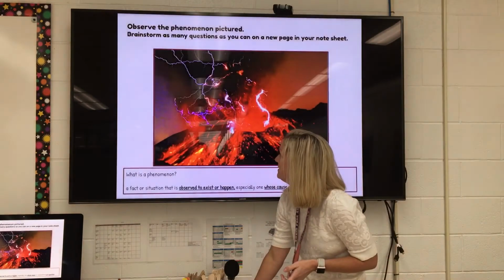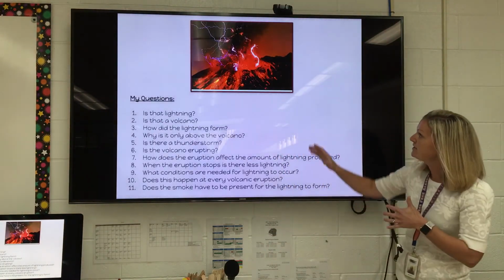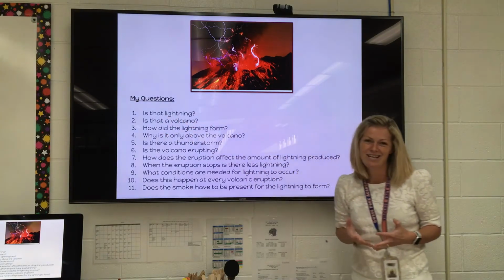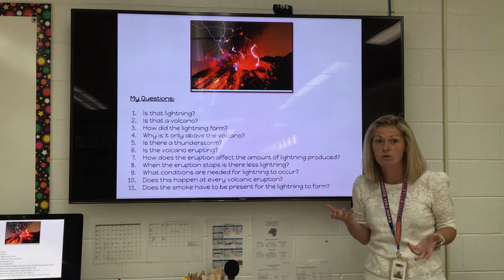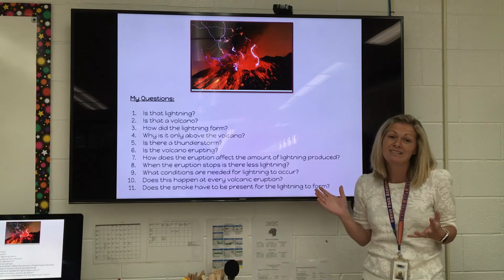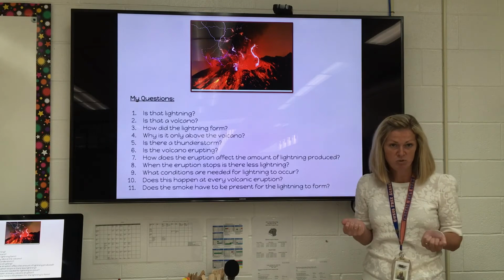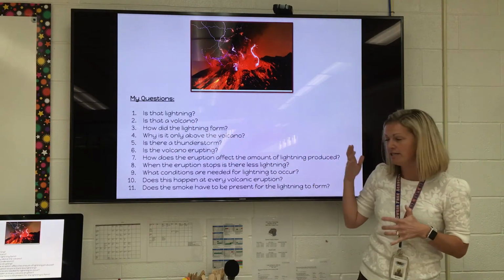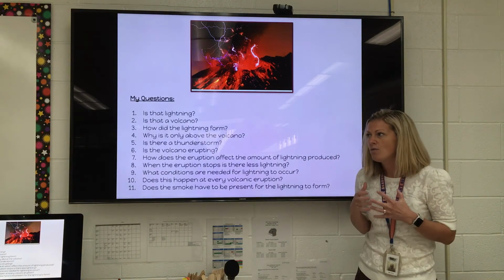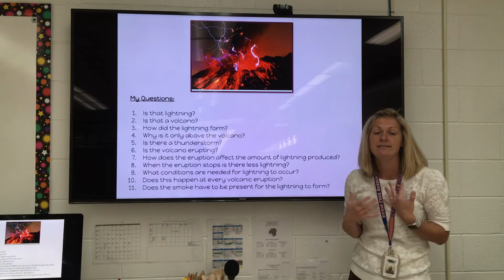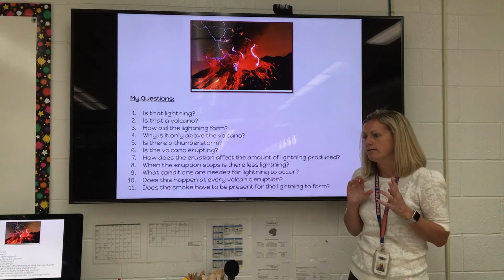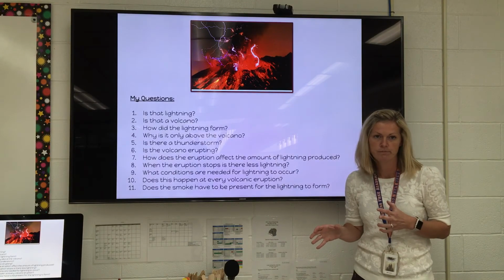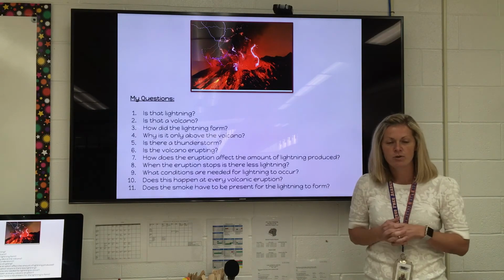Okay? So to give you some insight here, my questions here about this phenomenon. First question says, is that lightning? Well, that can be answered yes or no. So that's considered close-ended. It's not that great. We can do better, okay? I improved that in number 3. How did the lightning form? So now that's an open-ended question. I want to dig deeper and kind of go through the process to figure out how did the lightning form, okay? So you're going to evaluate your questions in that way.